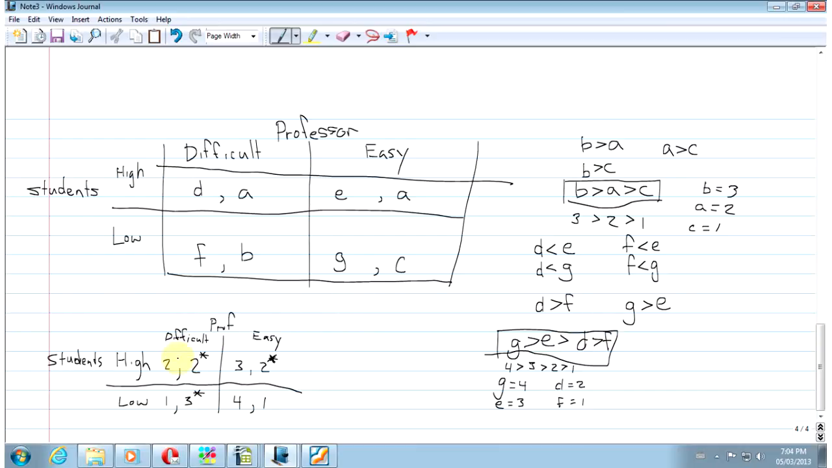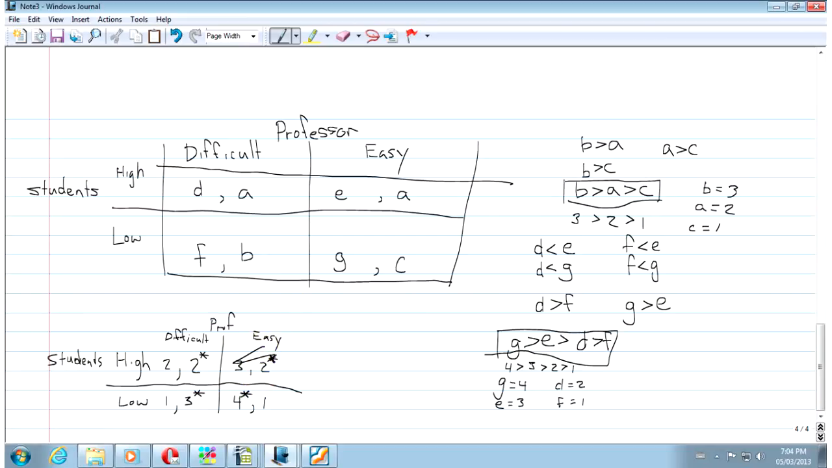Okay, so the first thing I'm going to do is assume that the prof makes an easy exam. Now from the student's perspective, I'm choosing between a payoff of 3 for high preparedness and a payoff of 4 for low preparedness. Well, the students are going to prefer 4 to 3. So that's going to be their behavior.